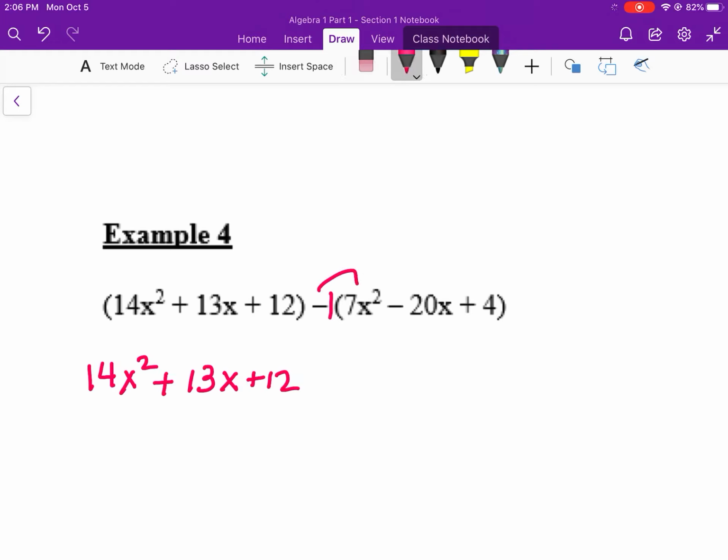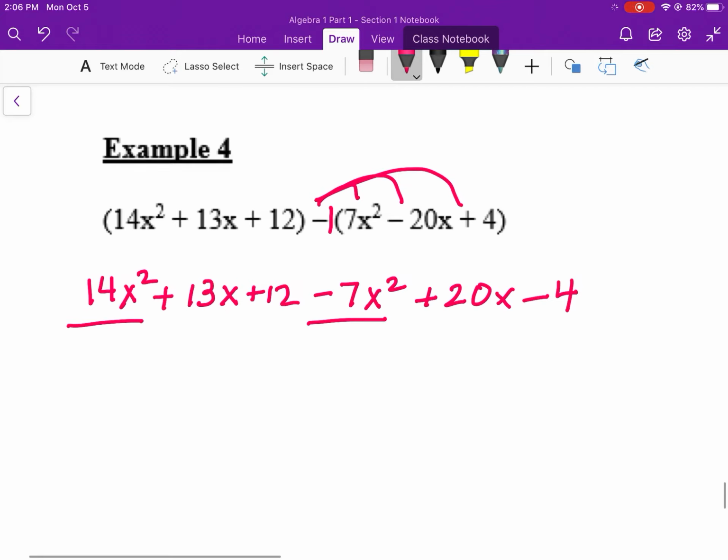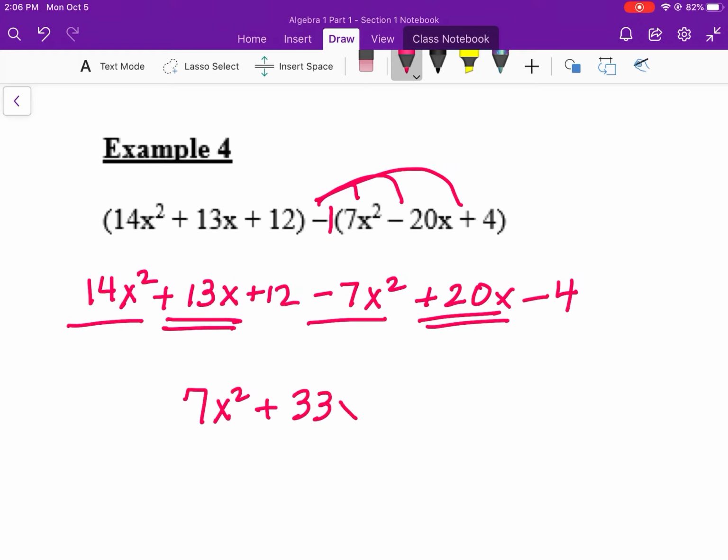All right, so then -1 times 7 is -7x squared. -1 times -20 is positive 20x. And -1 times positive 4 is -4. So now combine my like terms. 14 minus 7 is 7x squared. Positive 13 plus 20 are both positive, so that's going to be positive 33 or plus 33x. And then positive 12 minus 4 would be positive 8.